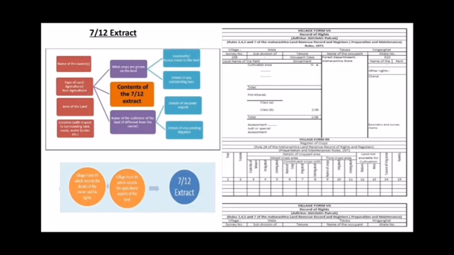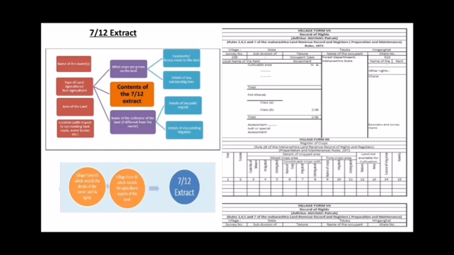Now children, the next part of this lesson is the 7/12 extract, which is also called Sat Bara. Now children, what is this? To make it easy for you and for the general public to understand, this is a land record, and the changes that occur in land records are maintained in a uniform pattern, with minimum paperwork. In villages, form numbers 1 to 21 are used throughout Maharashtra.